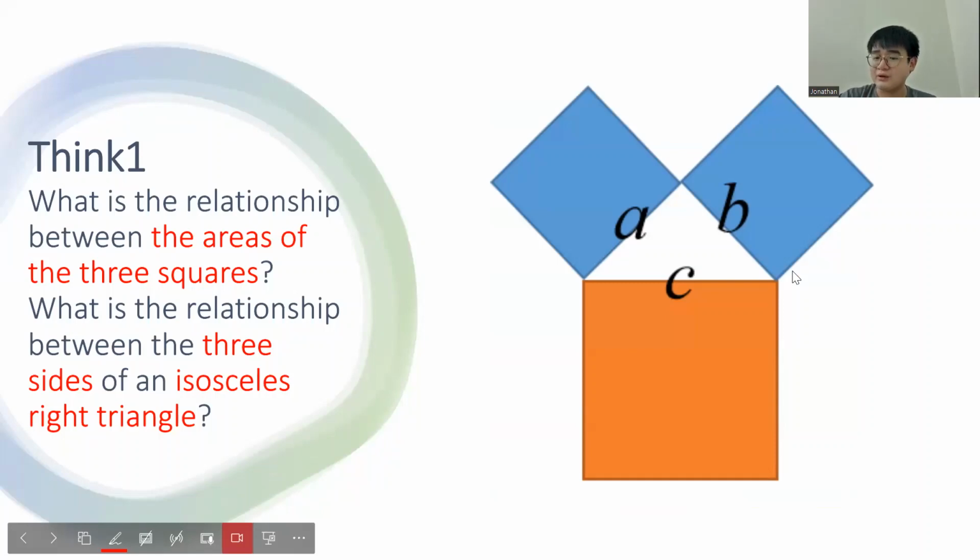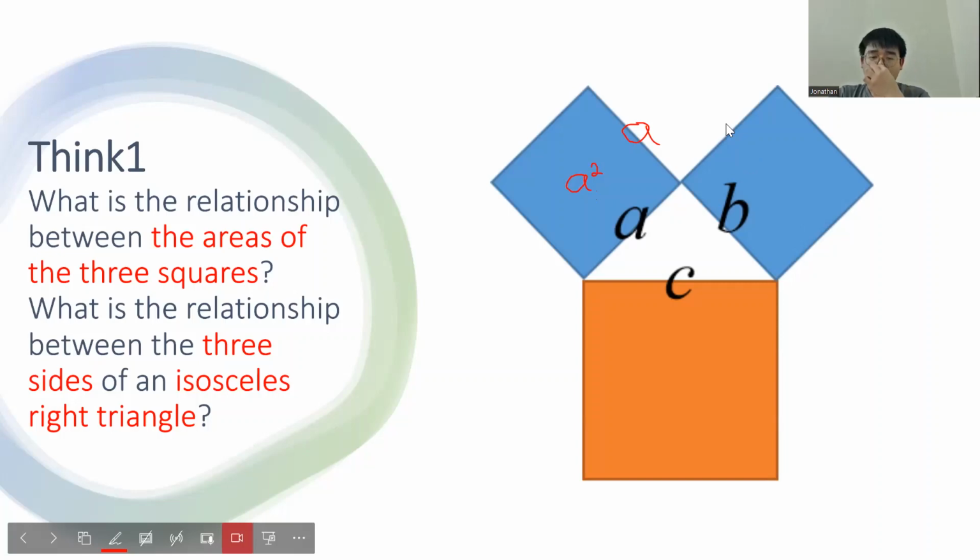So just now we already said that the area of square 1, we can say that is A times A, since the base and the height of a square are the same. So A times A, we can have the area of square 1 as A square.